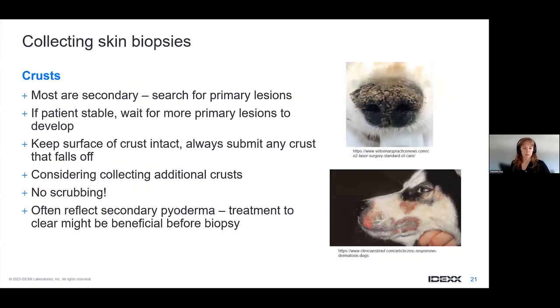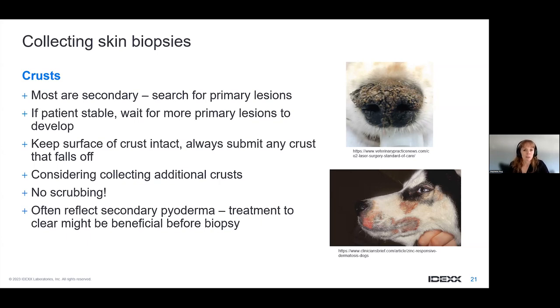I've already quickly mentioned crusts when I spoke about pemphigus. Just bear in mind that most crusts are actually secondary. Pemphigus is an exception to that, but most crusts are secondary and are caused by secondary bacterial or fungal infection. So if you suspect that this could be the case and it's not a primary crusty or primary lifting lesion on the skin, then it might be worthwhile to wait for a primary lesion to develop, if the patient is stable, and then to sample these primary lesions, because then we will get rid of all the secondary bacterial changes that might get in the way of a histology interpretation.